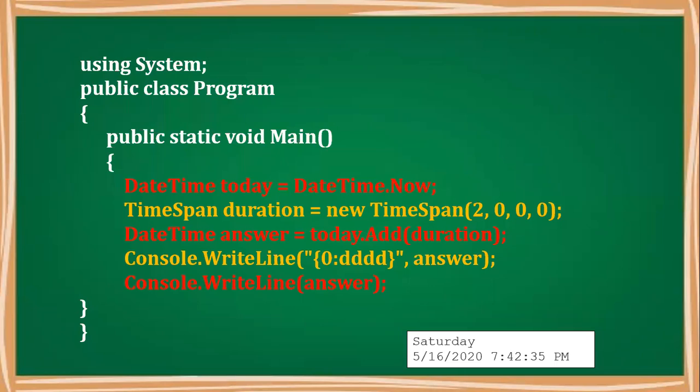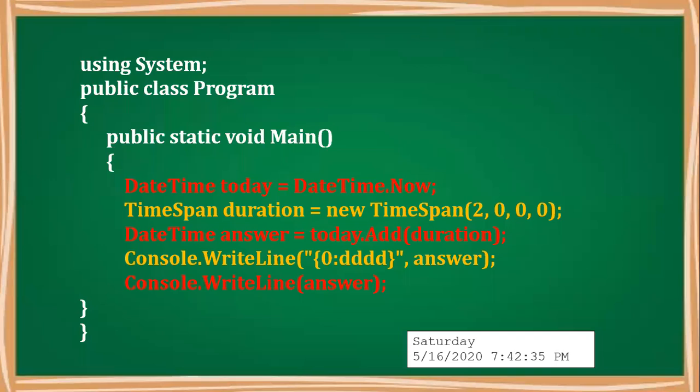The second line in yellow will tell you about TimeSpan. The object name is duration. That is a user-defined object name. You can assign anything, equal to new TimeSpan, and we are providing whatever number of parameters that we want to provide in the TimeSpan constructor.